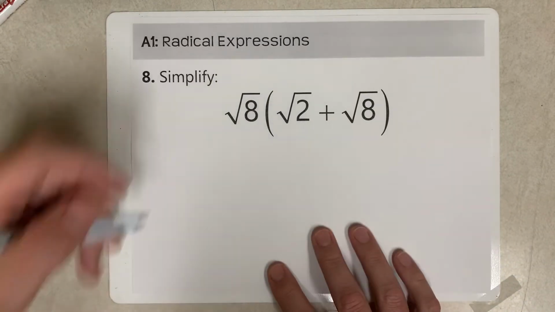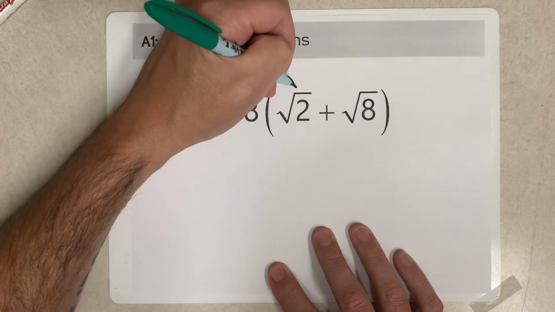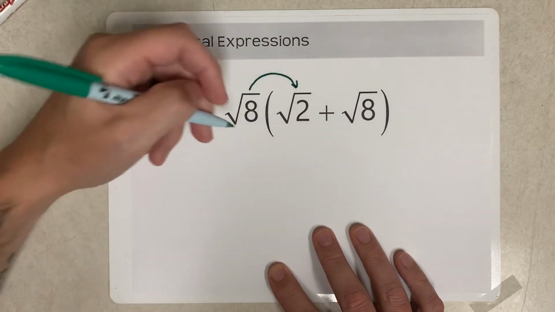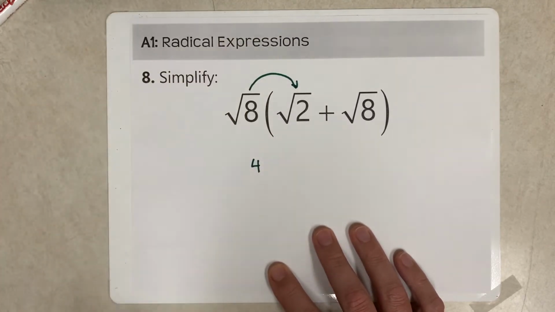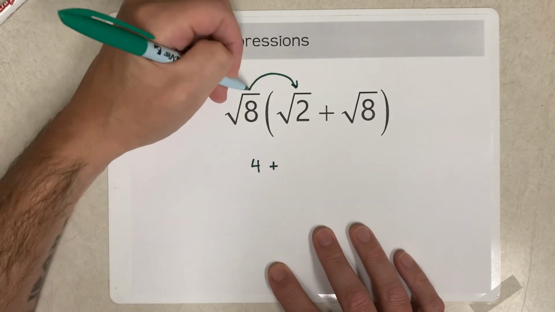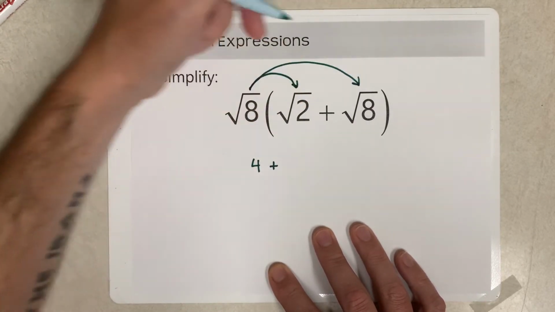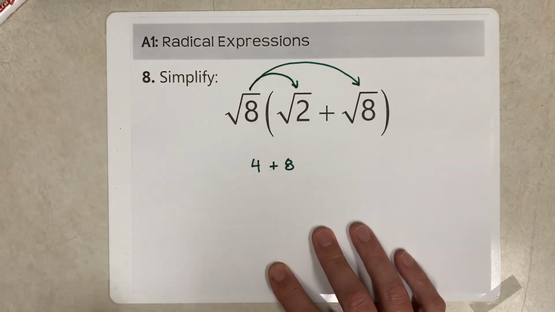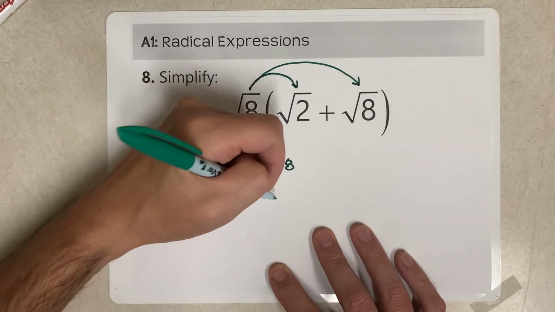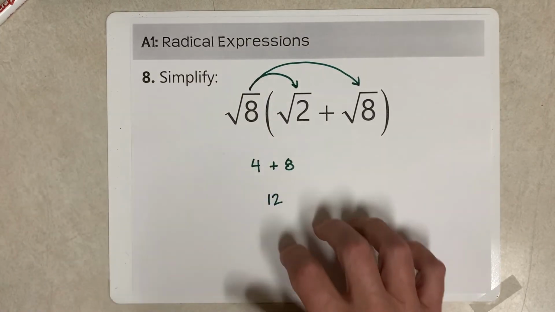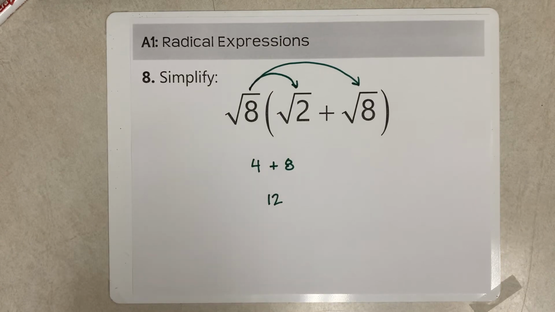Okay, this one, root 8 times root 2, that would be root 16. And root 16 is 4 plus root 8 times root 8 is 8. You just get that same number back. 8 plus 4 is 12. And it turns out that that's what you get, 12.